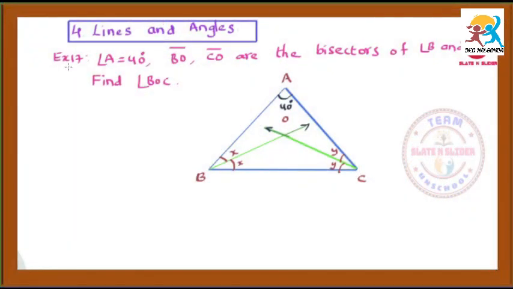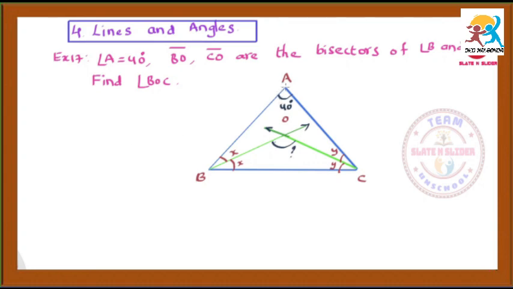We will go through example 17. Just observe this figure. In this figure, BO is the angle bisector of angle B and OC is the angle bisector of angle C, and the measure of angle A is given. We have to find out angle BOC. This we should find.